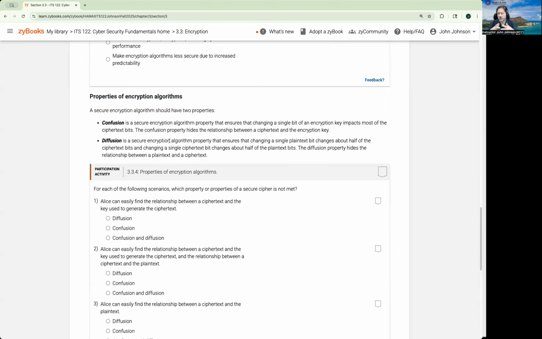And remember, when you're answering questions on a test, it isn't going to ask you to give the definition of confusion or the definition of diffusion. What it's going to do is show you an example and say, hey, is this confusion or is this diffusion? So think about that in your head. Go to ChatGPT or Gemini and ask it questions like, give me 3 examples of using confusion, or give me 3 examples of using diffusion in encryption algorithms. Go ahead and try that out.